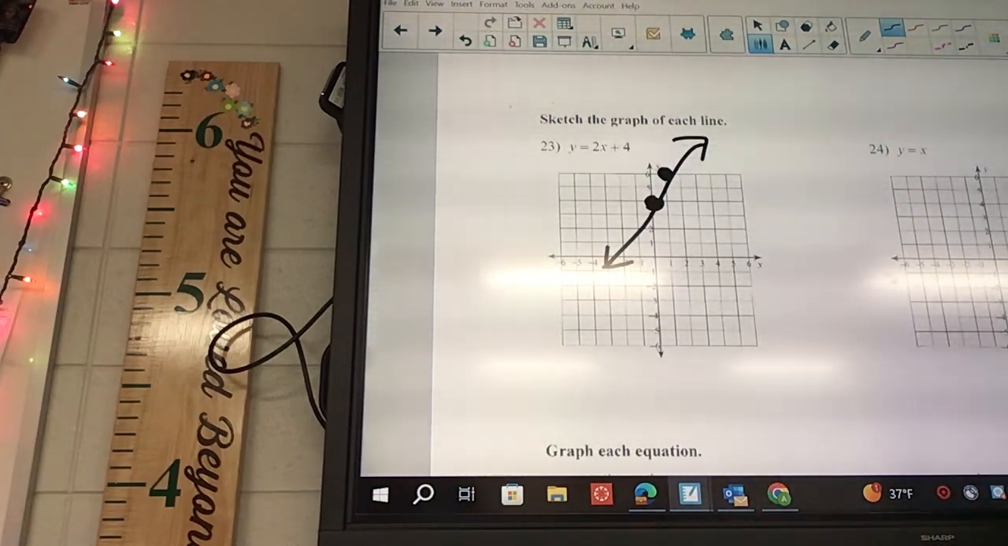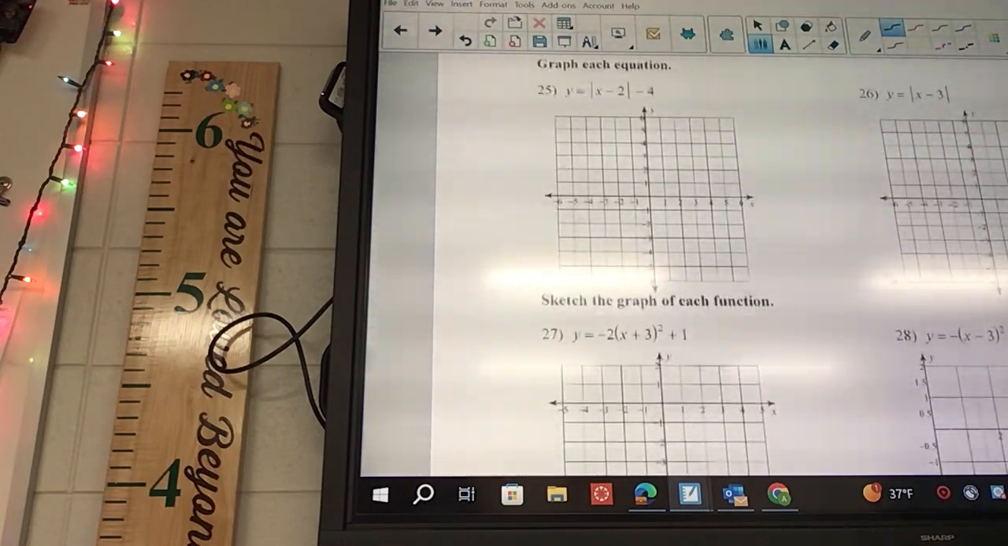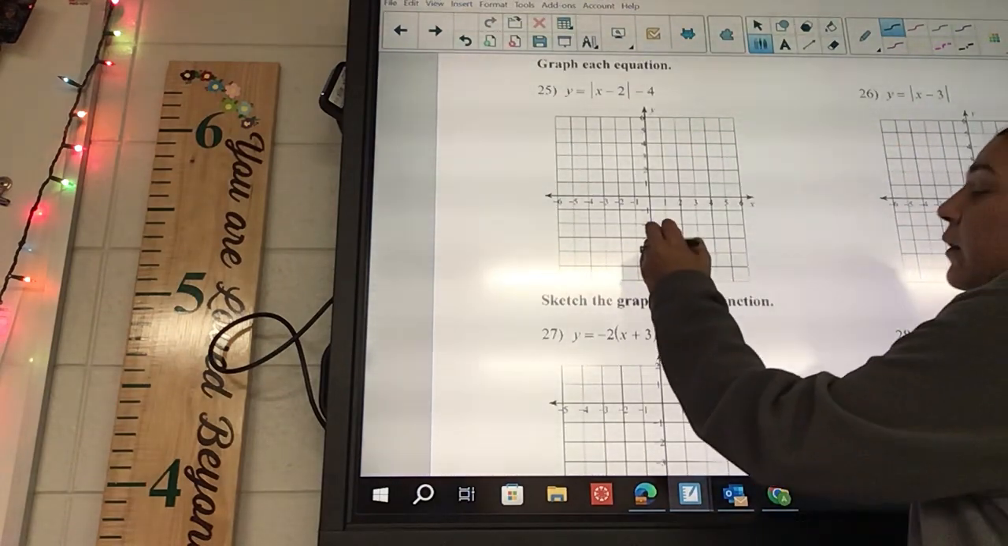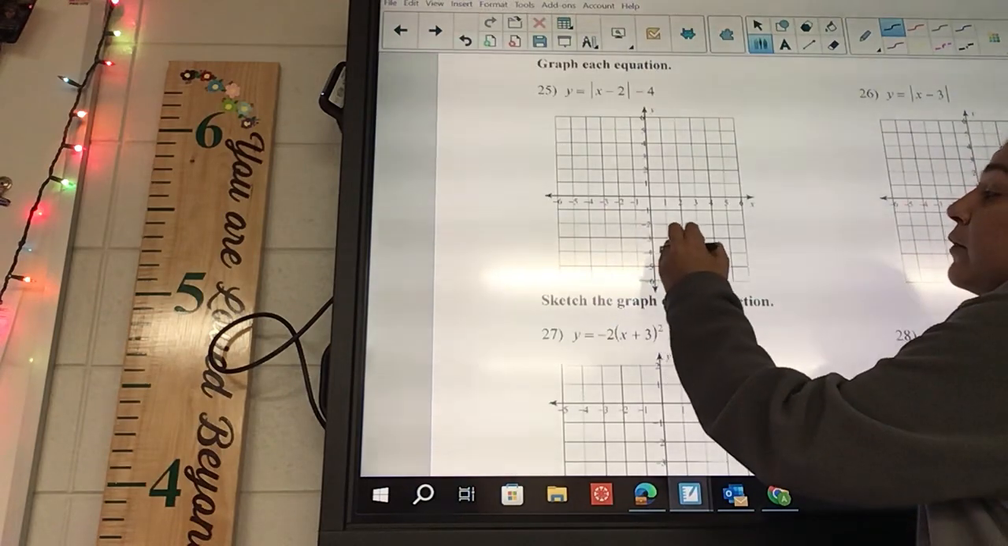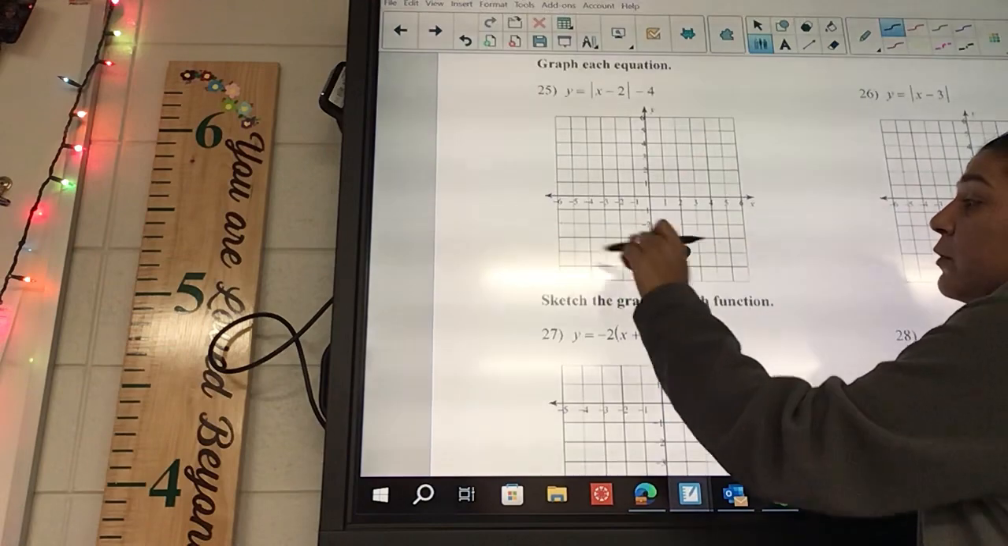25. Okay, we start our pencil on 0, 0. What does that minus 4 do? Goes down 4. What does the minus 2 do? Right 2. Okay, so if it's a minus, we're really going towards the plus. If it's a plus, we're really going towards the minus.